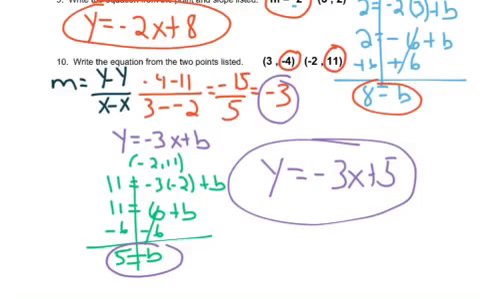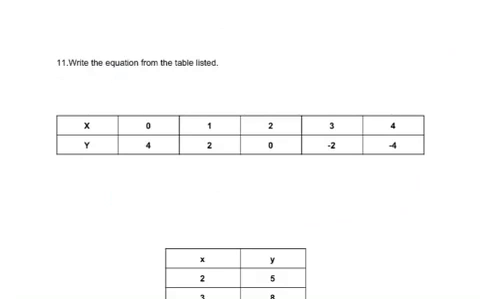Ta-da! All right, last page, everyone. These are writing your equations from tables. Remember, it's the same process as we did before. So to find my slope, remember we're doing y minus y over x minus x. You pick any two ordered pairs you want. So I'm going to pick the ordered pair 1, 2, and 2, 0.